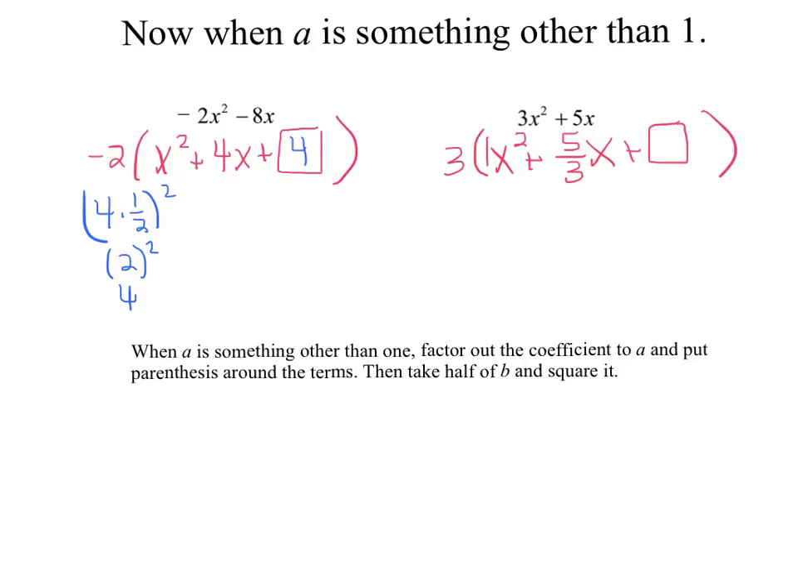Now, inside those parentheses, I have a b, 5/3, that I can divide by 2 pretty easily and square. 5/3 times a half is 5/6, and 5/6 squared is 25/36. And that is the value that completes my perfect square trinomial.